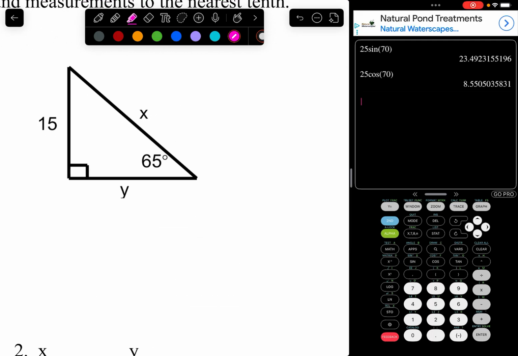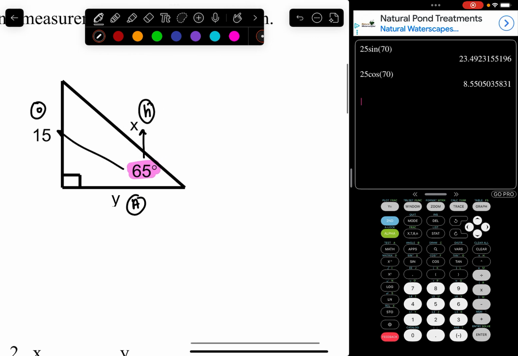Moving over here to the second example, here's my angle. This is my opposite, this is my adjacent, and this is my hypotenuse. I'm going to solve for x first. X is my hypotenuse, and then I need the given side, and the given side is way over here. That's going to be opposite, so I need opposite and hypotenuse, which is going to be sine. So I've got sine of 65 equals my opposite over my hypotenuse.